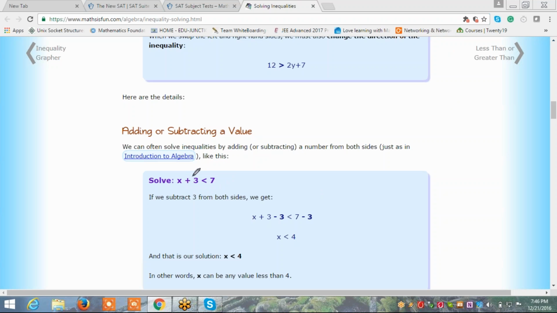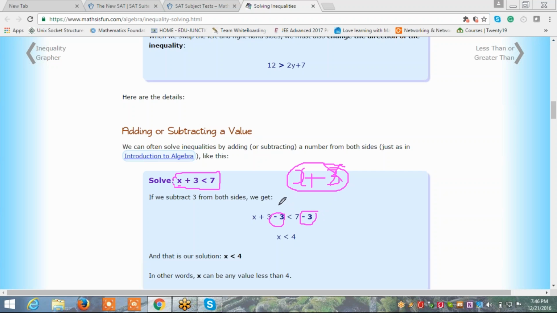So now I'm going to tell you why we are adding or subtracting a value. Since it's an inequality, we need to keep only X in the LHS. The other term in the LHS is X plus 3, but I don't want this 3. In order to remove that 3, what should I do? I have to subtract 3 on both sides.